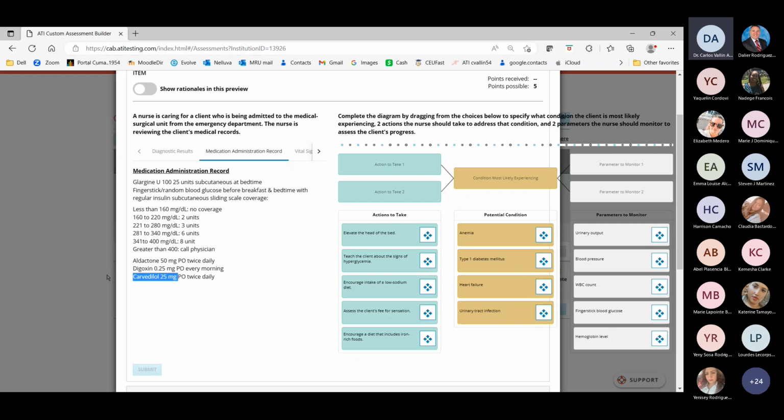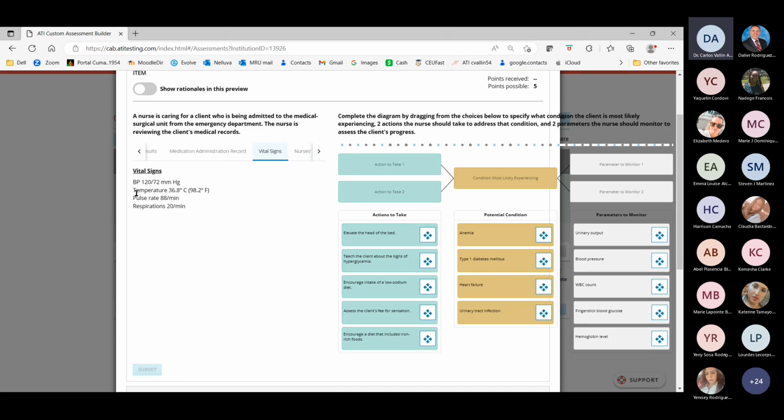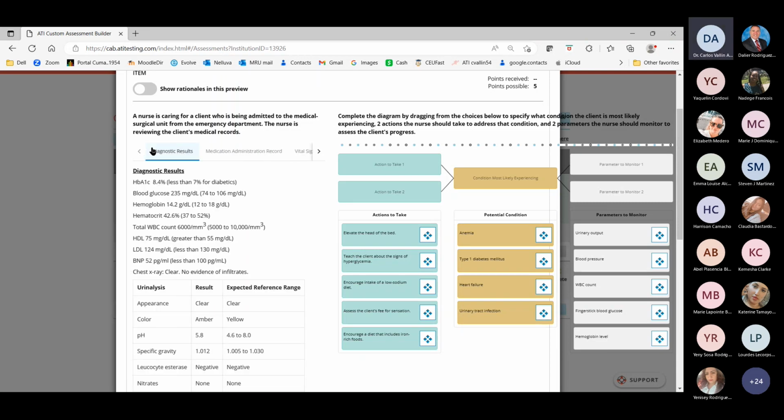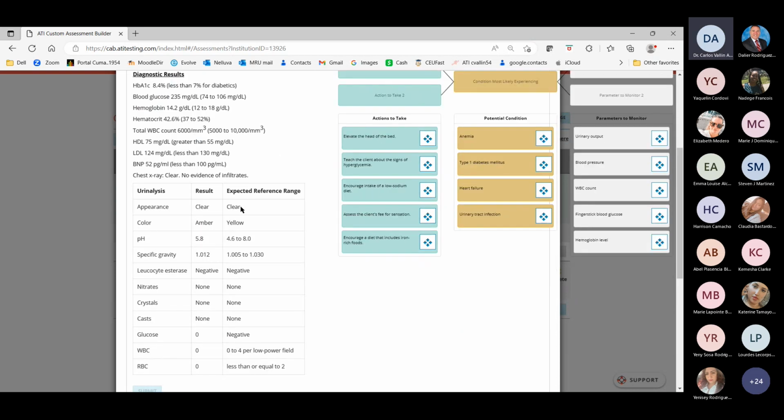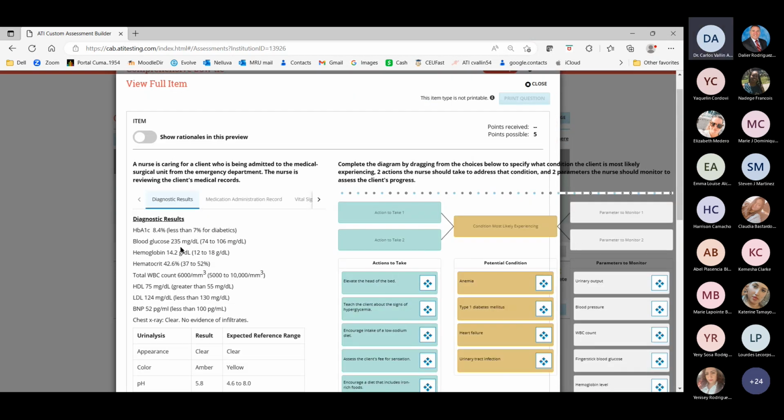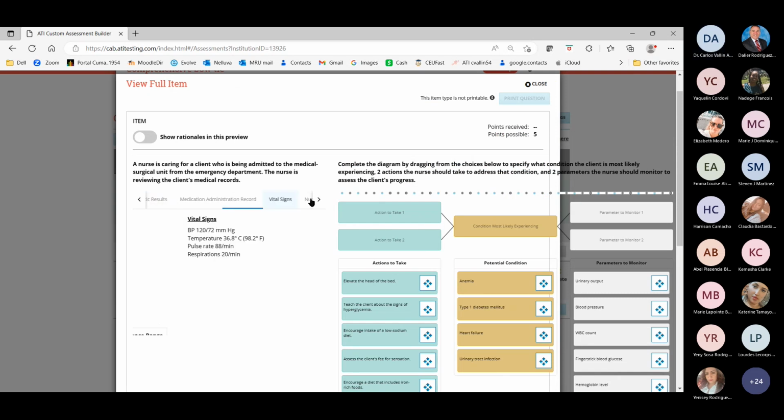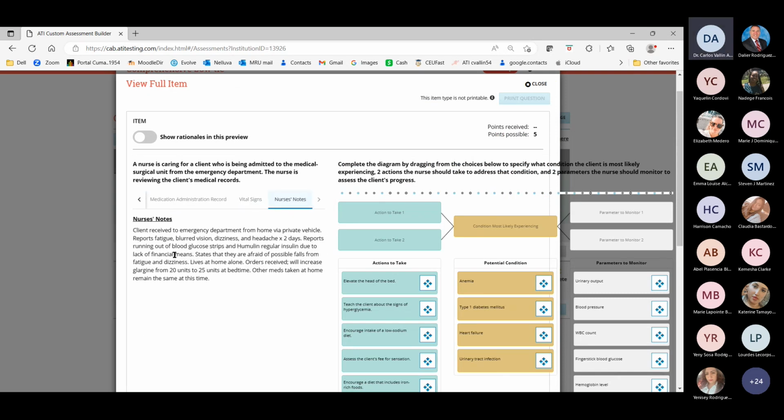We already know these. Let's see the vital signs. Blood pressure, okay. Temperature, okay. Heart rate, okay. Respiration, okay. So it looks like the main problem of this patient is diabetes with high blood sugar. Okay, let's see the nurse's note.